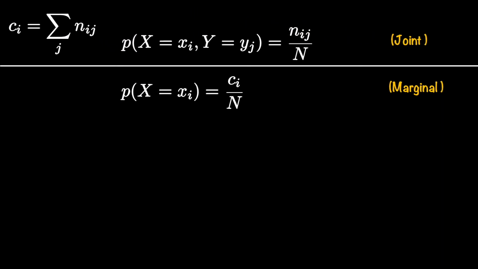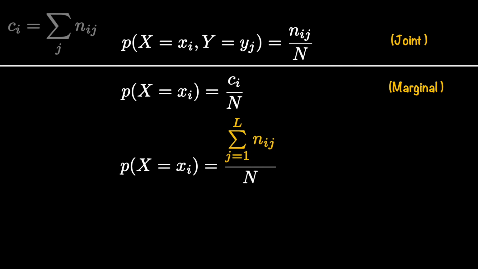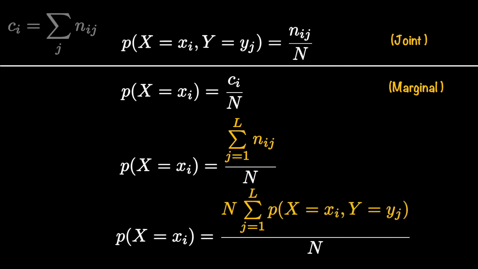Now I will perform some substitutions and rearrangements to arrive at a more general formulation of marginal probability. First, we know that Ci can be expressed as the sum of the entries. So if I put it in our equation of the marginal probability, it would look like this. Now, if you look at the joint probability at the top of the screen, we can see that Nij can be seen as the product of N, or capital N, and the joint probability of x and y. So here, if I substitute Nij with that, it would look like this.